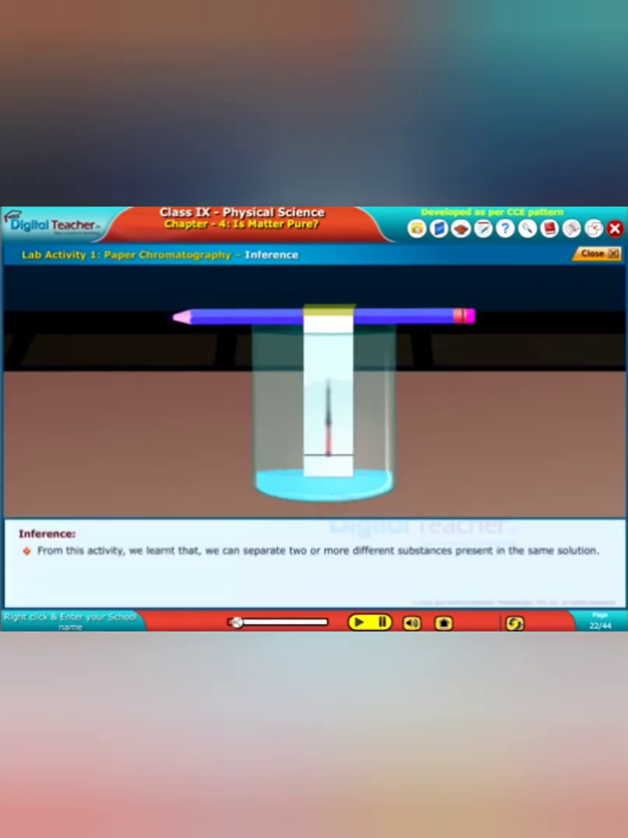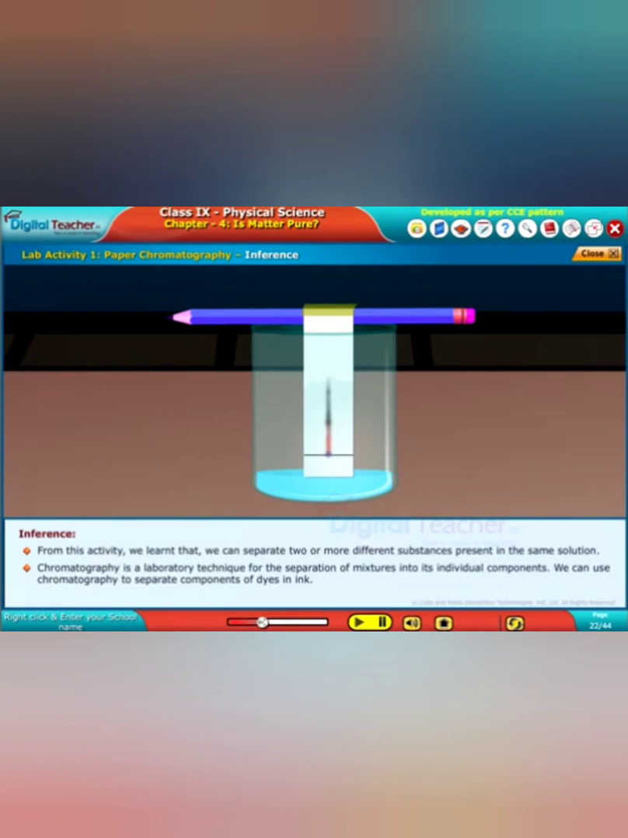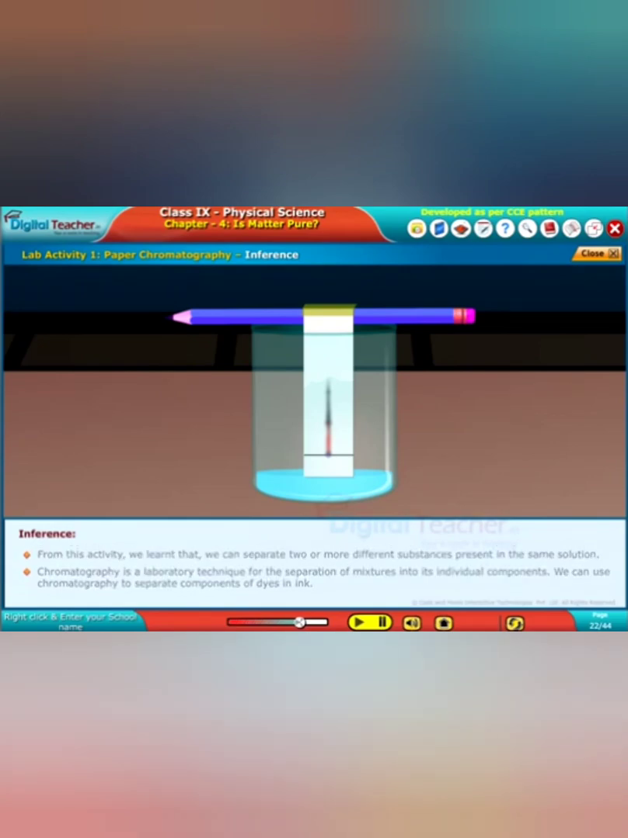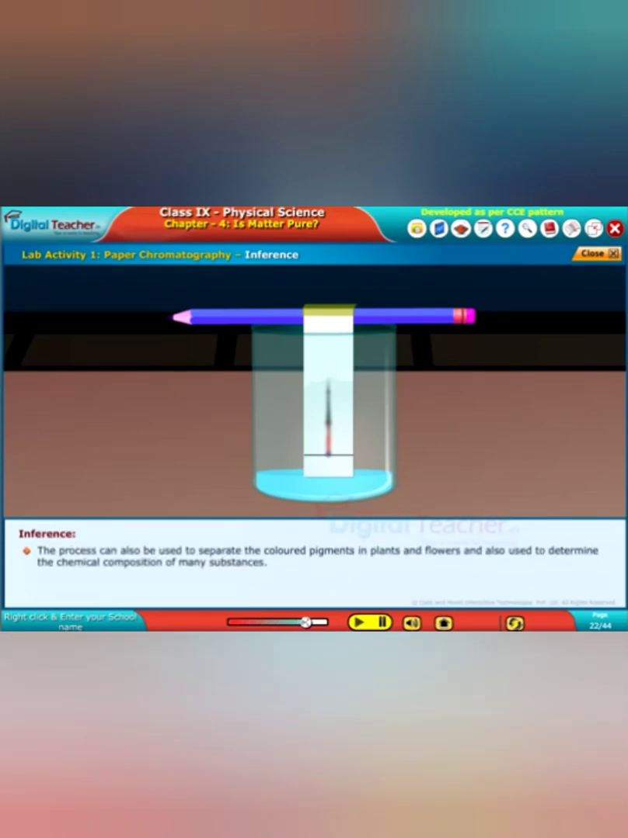From this activity, we learned that we can separate two or more different substances present in the same solution. Chromatography is a laboratory technique for the separation of mixtures into its individual components. We can use chromatography to separate components of dyes in ink. The process can also be used to separate the colored pigments in plants and flowers, and also used to determine the chemical composition of many substances.